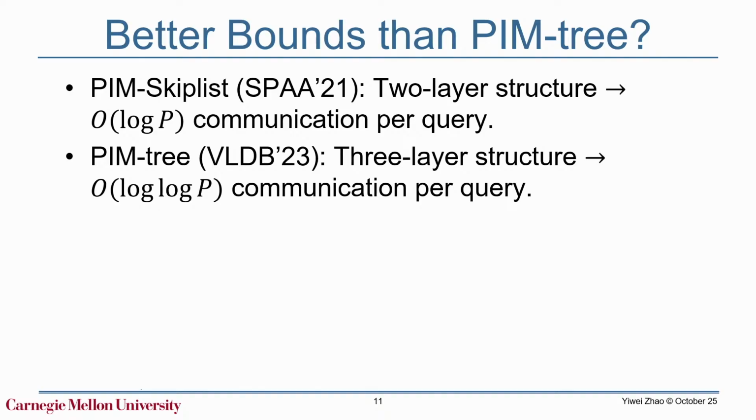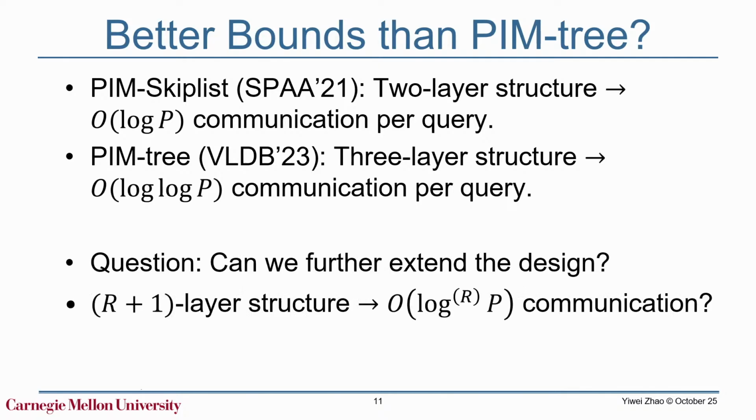For our second work, the PIM tree, we adopted a 3-layer structure. Each of the layers adopted a different replication strategy, but the overall result is that we achieve order of log P communication per query. So as you can see, there's a very intuitive guess over the overall result: can we further extend the design of this replication?